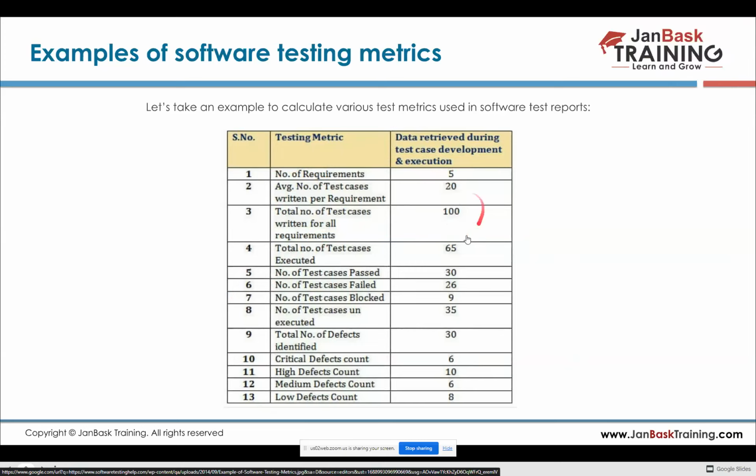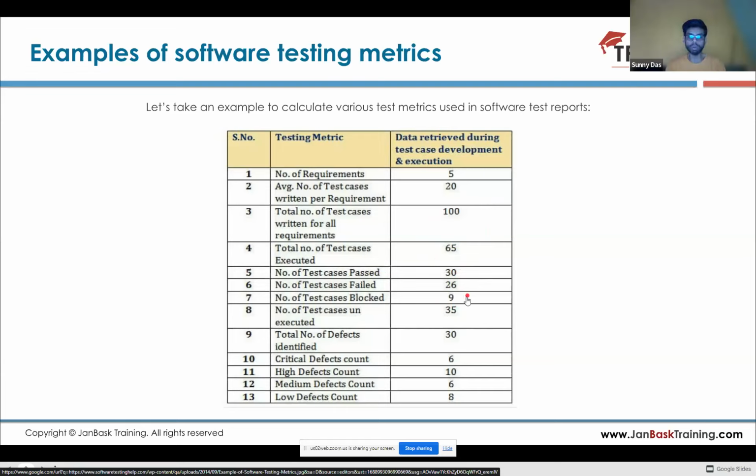Now you have 100 test cases, and you have executed 65 test cases. Out of these 100 test cases, you have executed 65 till now. And out of these 65 test cases, only 30 test cases have passed, 26 test cases have failed, and 9 test cases are blocked.